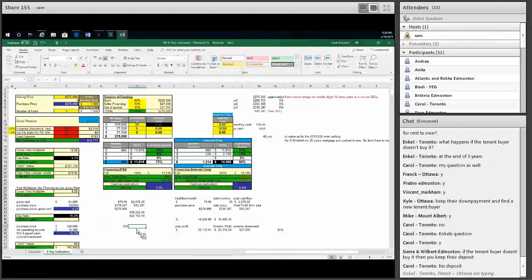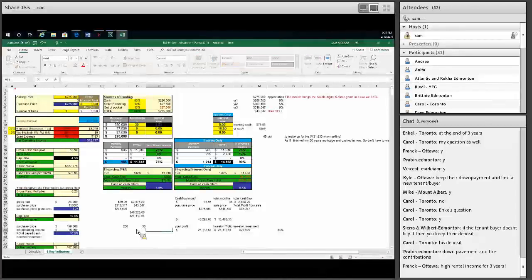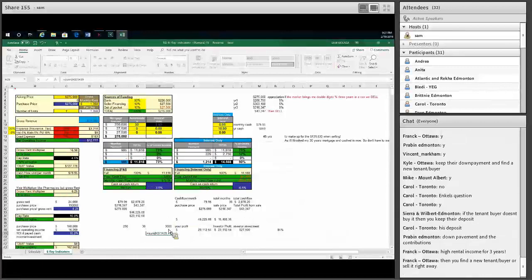250 times 36, and you get $9,000. So 36 equals, because that's the rent credit, 250 times 36, $9,000, plus I get 3% of this property, because 3 to 5% equals this. So that's what you would get. Okay, there you go. So we get $17,250, right? Plus what?